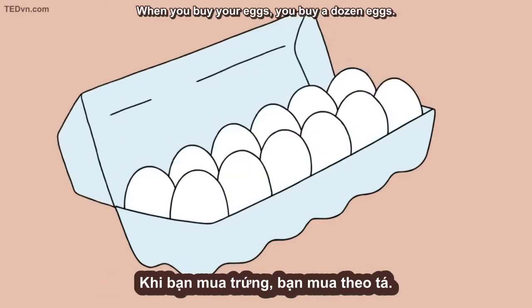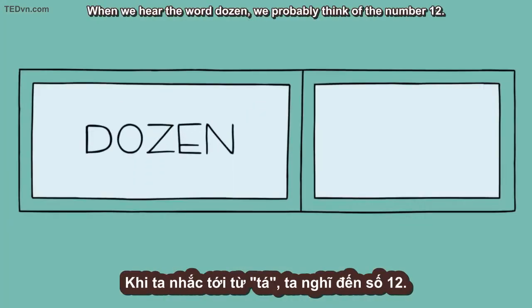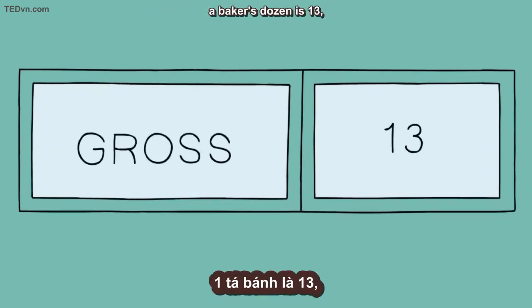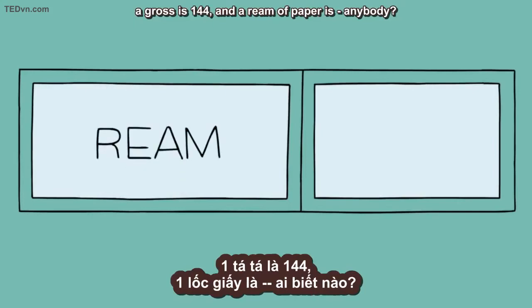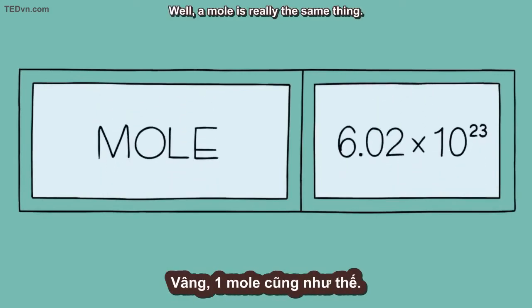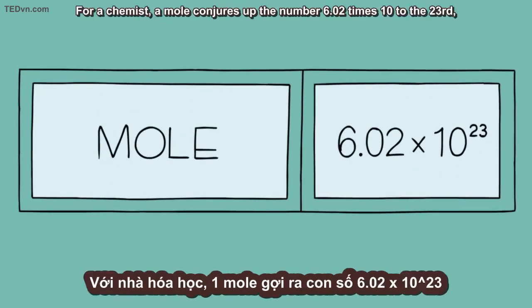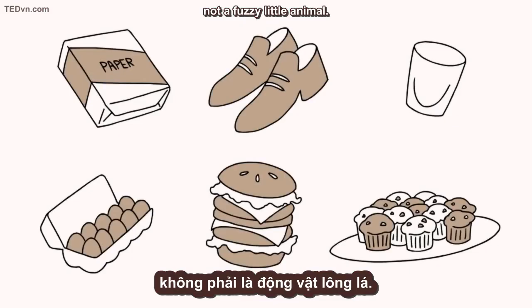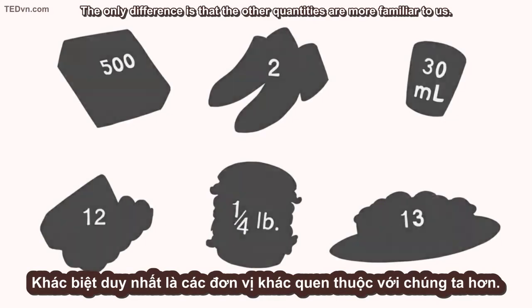When you buy your eggs, you buy a dozen eggs. When we hear the word dozen, we probably think of the number 12. We also know that a pair is 2, a baker's dozen is 13, a gross is 144, and a ream of paper is... anybody? A ream is 500. Well, a mole is really the same thing. For a chemist, a mole conjures up the number 6.02 times 10 to the 23rd, not a fuzzy little animal. The only difference is that the other quantities are more familiar to us.